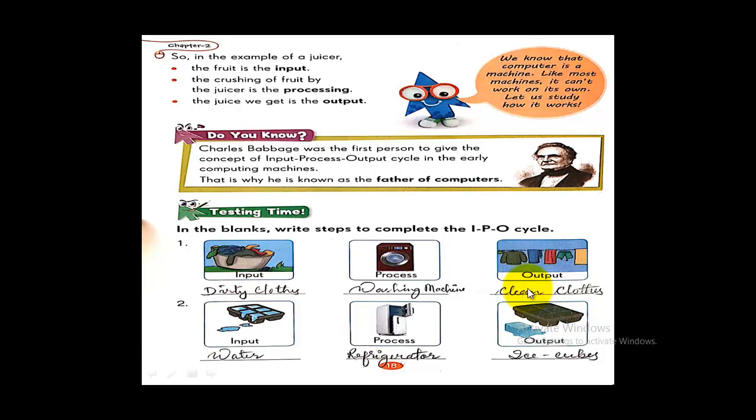Now I think you got the idea of the IPO cycle using these two examples given as exercises. In the previous example, you see the dirty clothes are put in the washing machine, then clean clothes are taken out, and after that water is put in containers and kept in the freezer of the refrigerator. After some time it becomes hard, and then ice cubes are formed. Okay, got the idea of this IPO cycle?